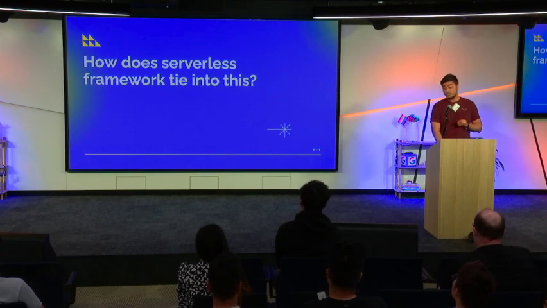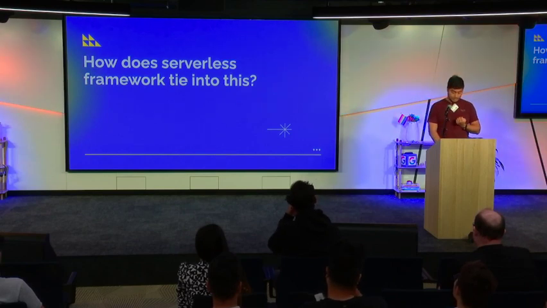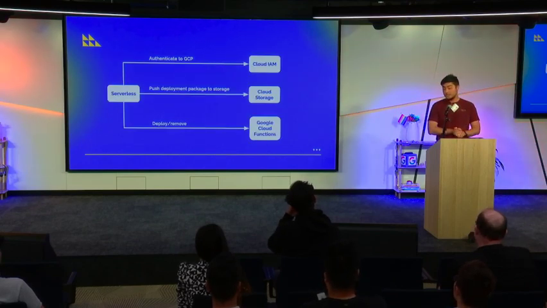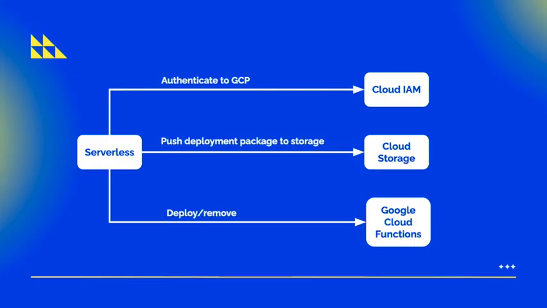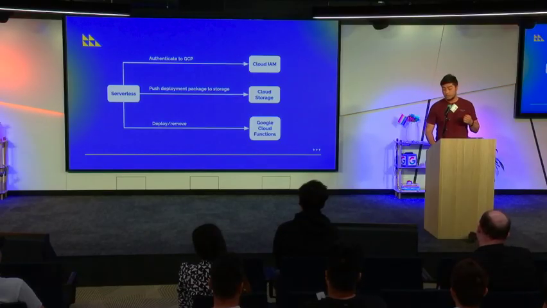Now, how does Serverless Framework tie into this? For Serverless to deploy into our Google Cloud, it needs to do a couple of things. First, Serverless will authenticate with GCP, and we're using Cloud IAM service accounts for that. Then when we trigger a serverless deploy, it will bundle all our functions up and push them into Cloud Storage. And finally, from Cloud Storage, it will build out our functions.